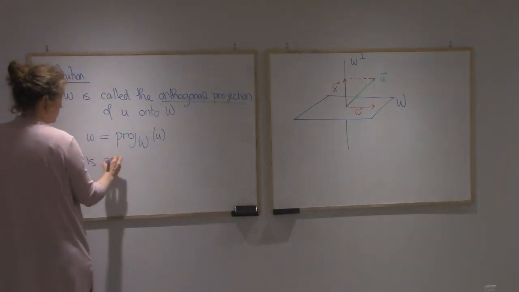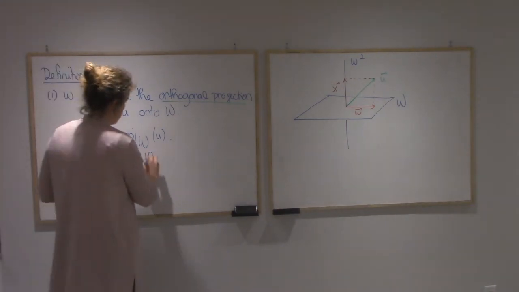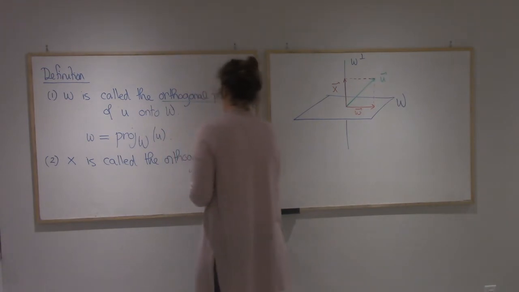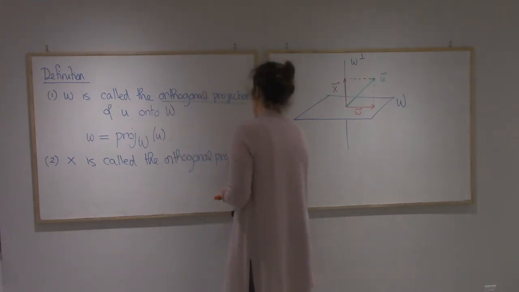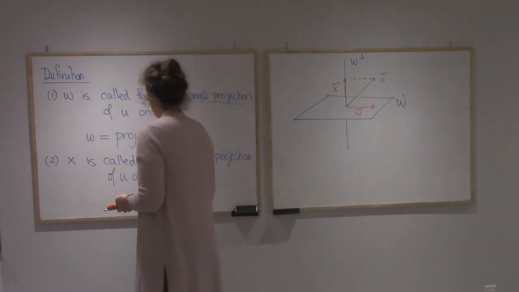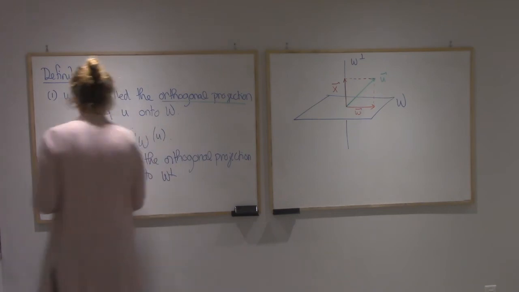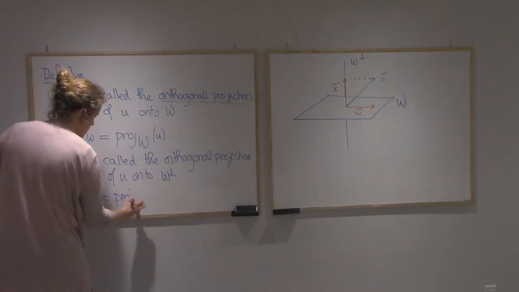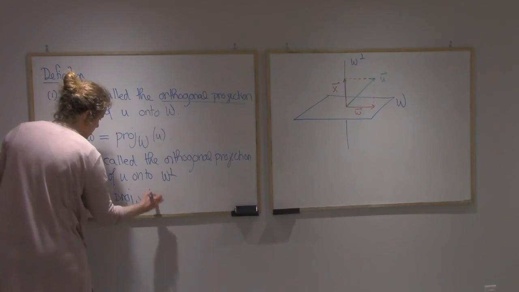X is called the orthogonal projection of U onto W perp, and we write X is the projection on W perp of U.